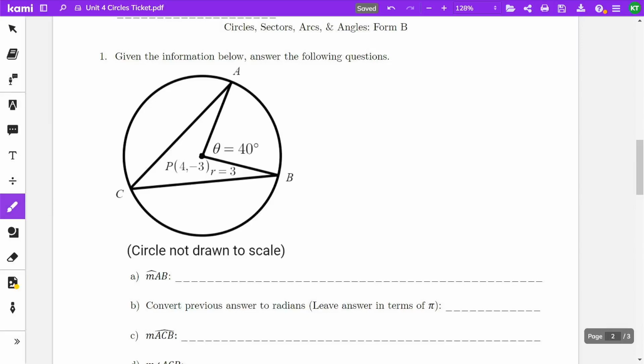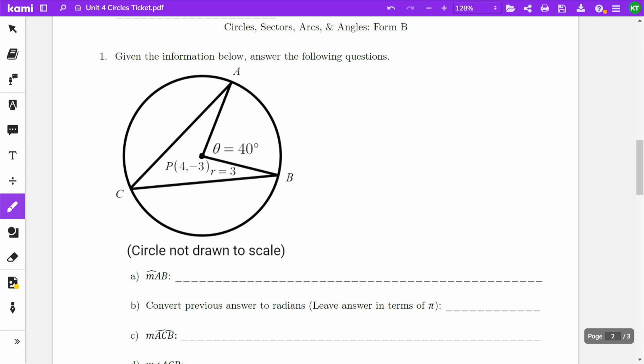All right, so now we're going to take a look at Form B. Form B, we're going to go through a little bit faster than Form A because Form B is pretty much the same thing, just with different numbers. If you want a more in-depth explanation, go ahead and look at Form A. So we're going to start with the arc AB and find a measure of that.